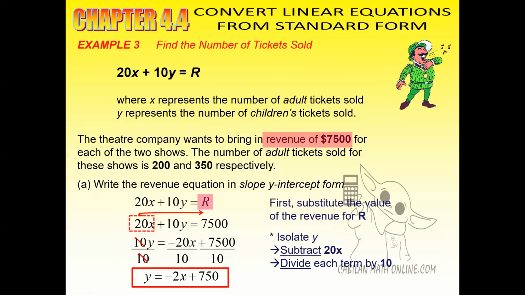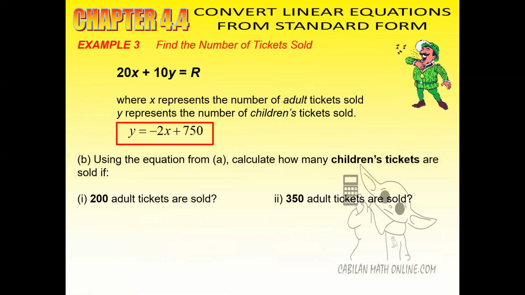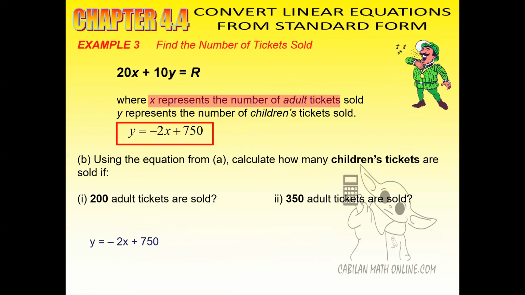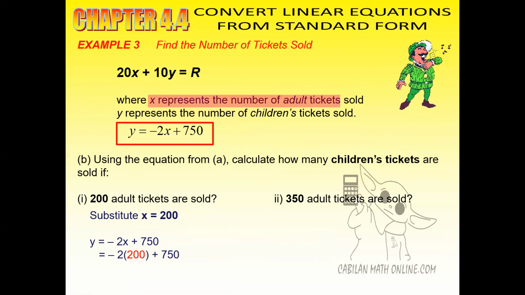Okay, so what we're going to do now is use that equation to solve for how many children's tickets are sold, because remember that y represents the number of children's tickets. Since x represents the number of adult tickets, we're just going to replace the x with the 200. Don't forget, when you substitute a number in for a variable or letter, just put brackets around it and get the calculator to do the work.